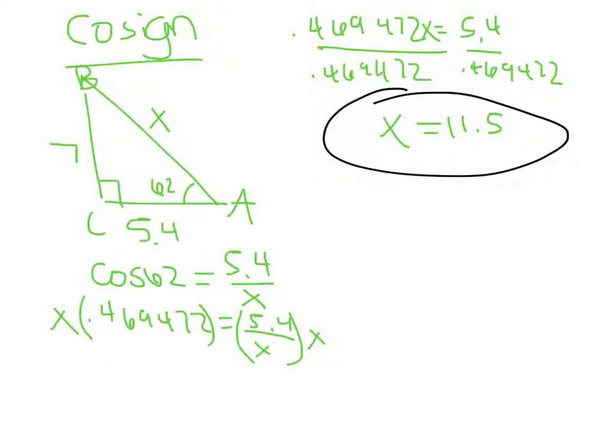For my cosine problem, I had my triangle, and one angle was 62 degrees, and one side was 7, and one side was 5.4. So I did cosine of 62 equals 5.4 over x, and the cosine of 62 is 0.469472. And I set that equal to 5.4 over x, multiplied both sides by x, and then divided 5.4 by 0.469472 to get x equals 11.5.